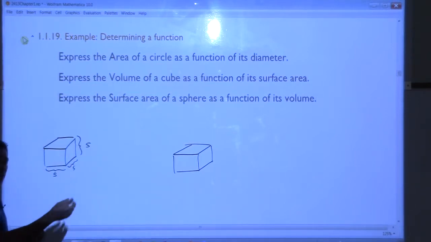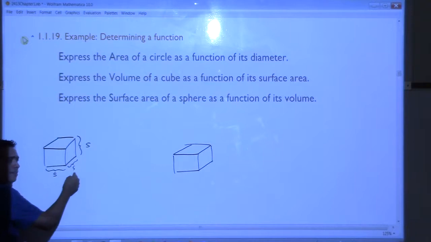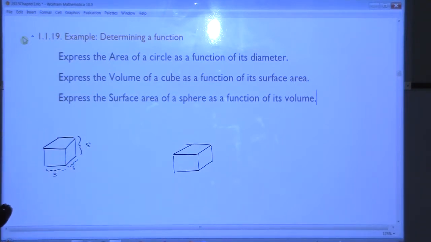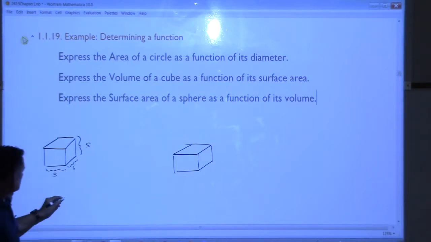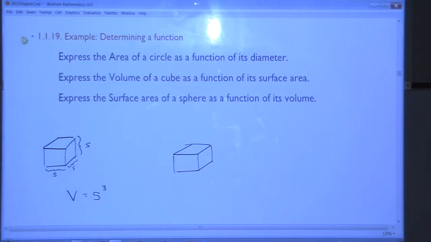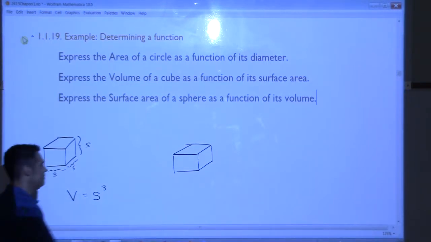Okay, so you called it S, right? We could have called it X. We could have called it anything we want, L for length, whatever. But here we've assigned it S. So the volume of this would be what? S cubed. S times S times S. So that, again, is a formula that you kind of would have to know from your experience in mathematics in the past.